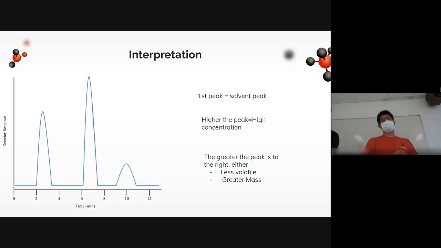And for a peak that's more to the right, either the compound is less volatile, so it will move slower, or the mass is greater, so it will reach the detector at a slower time.